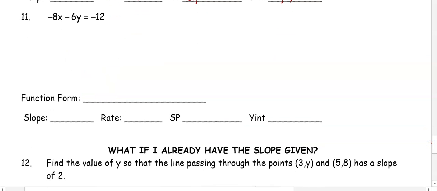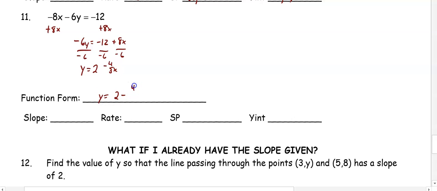In number 11, to get it in function form, first thing we're going to do is add 8x to both sides. So we have negative 6y equals negative 12 plus 8x. When we divide by negative 6 everywhere, y equals 2 minus 4/3 x. So our slope and rate are negative 4/3, and our starting point and y-intercept are going to be 0, 2.